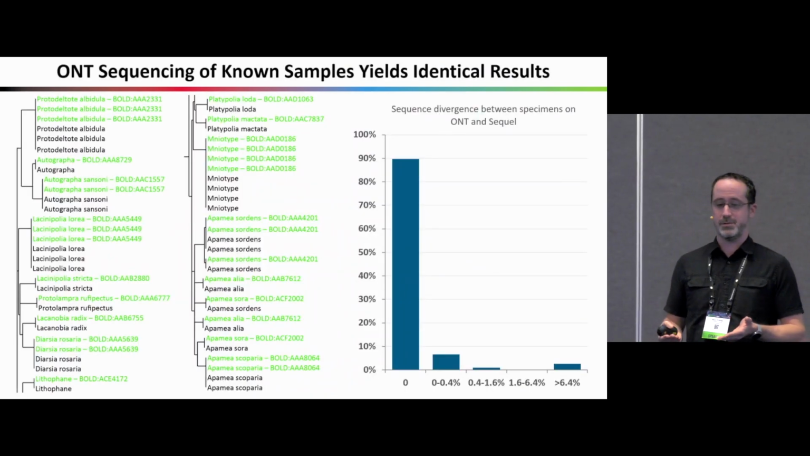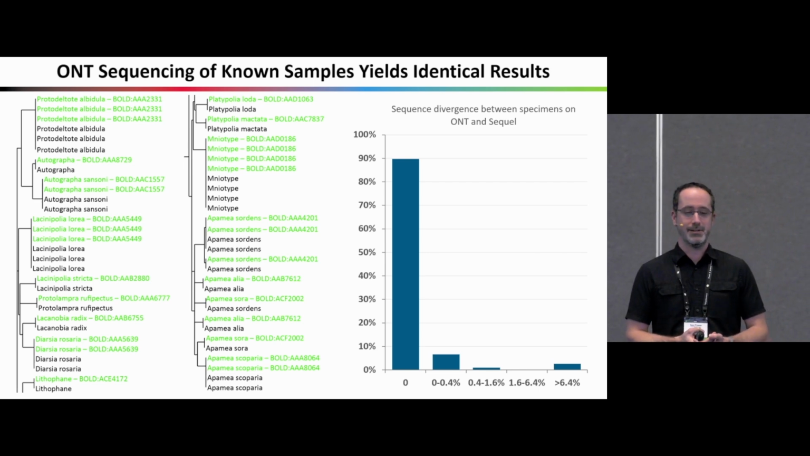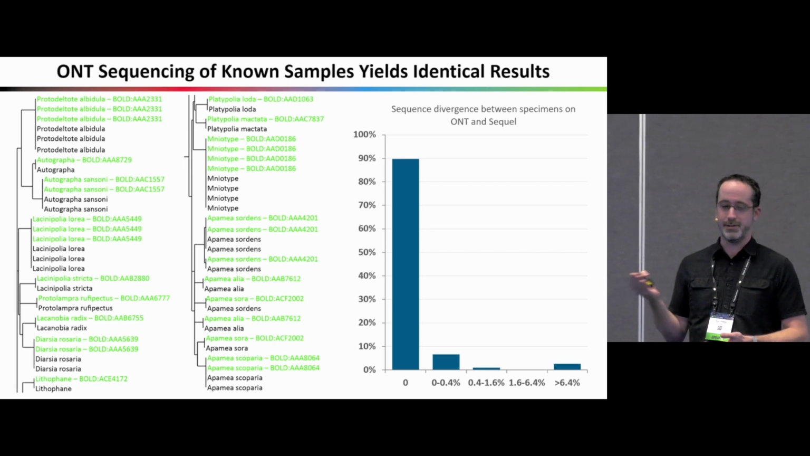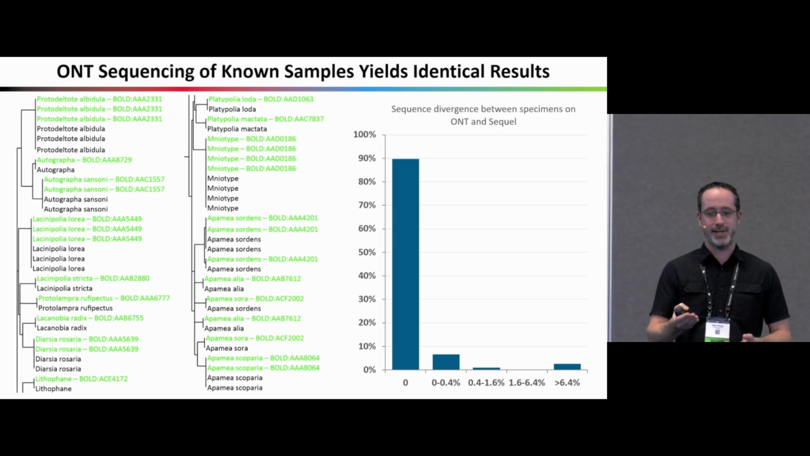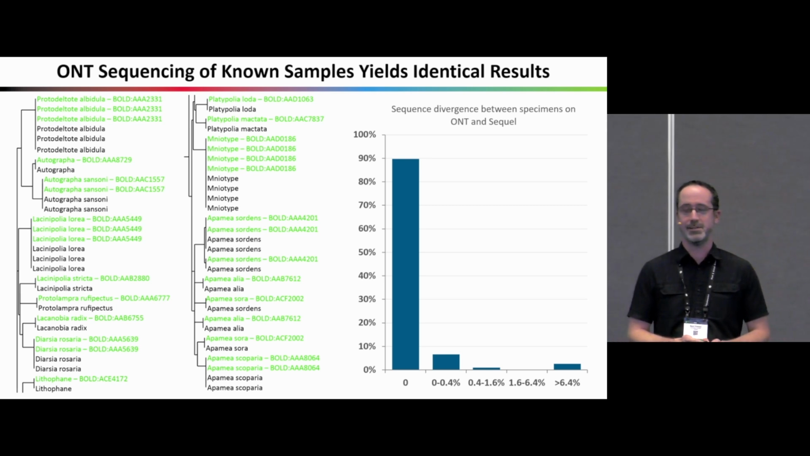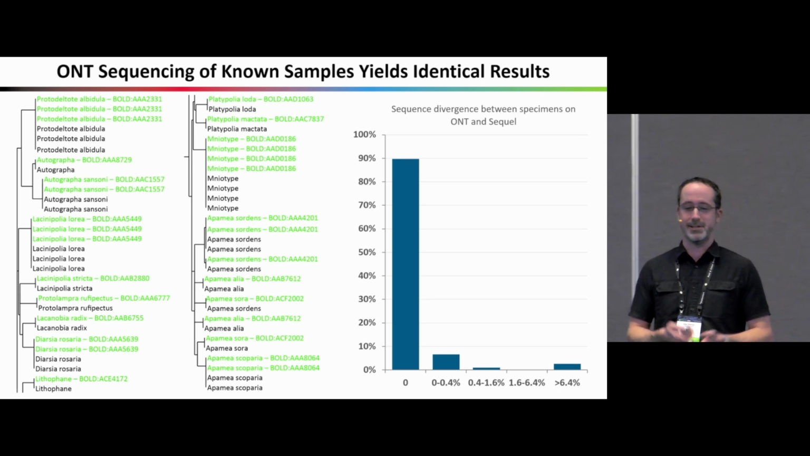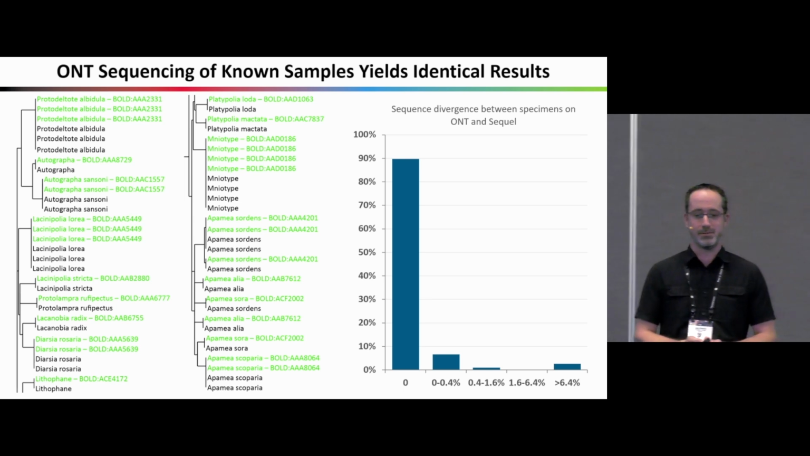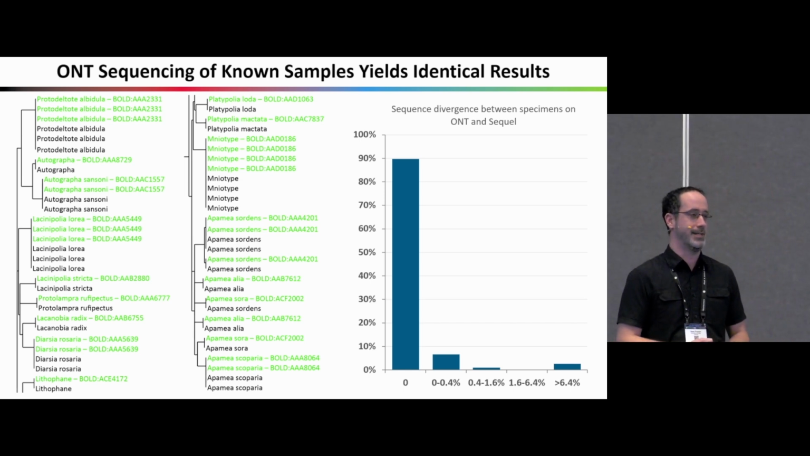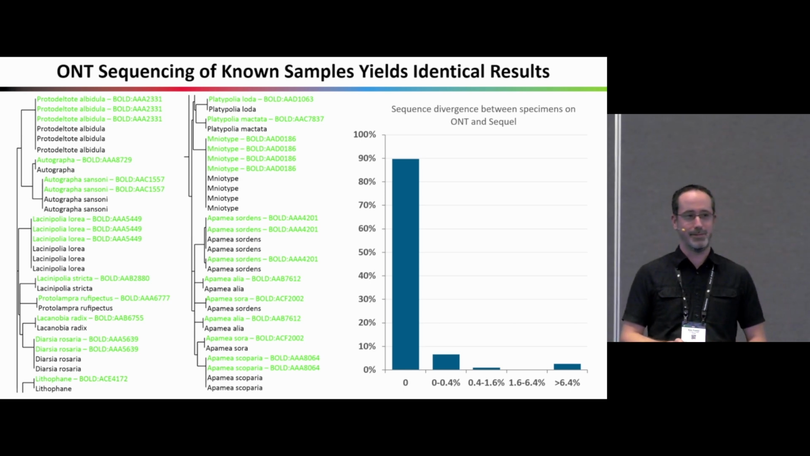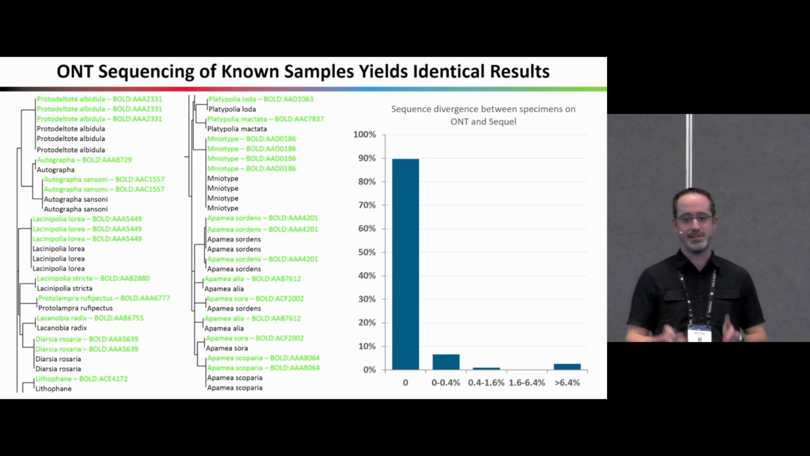When we look at the actual sequence composition of those sequences, they were nearly identical. On these phylogenetic trees here, the green are the known Sequel barcode sequences, and the black are their counterpart sequences. You can see that they are pretty much identical in those trees, and in fact, over 90% of the samples were completely identical. And the other 10% had very few nucleotide differences between the 2 platforms, which was insignificant when it comes to barcode identifications. So we were very happy to see these results.